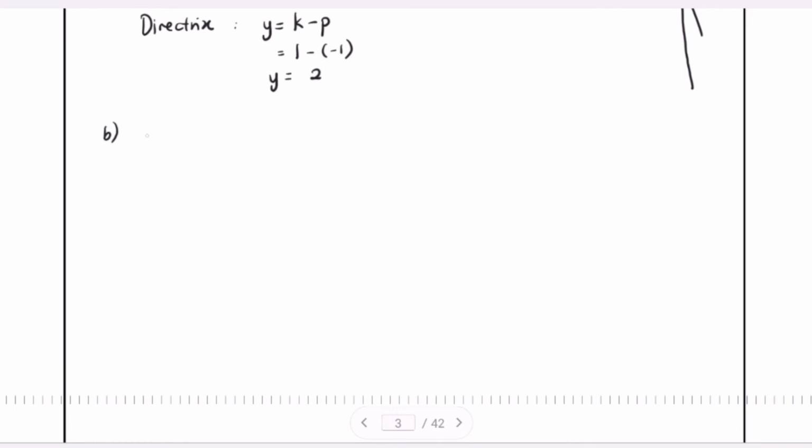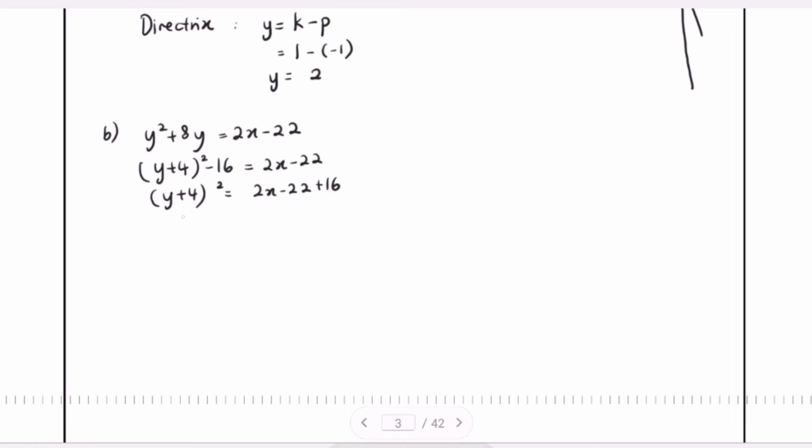For part B, the question is y squared plus 8y equals 2x minus 22. Alright, so let's do completing the square on the left hand side. So it's going to be (y plus 4) squared minus 16 equals 2x minus 22. So (y plus 4) squared equals 2x minus 22 plus 16. Simplify to get (y plus 4) squared equals 2x minus 6.